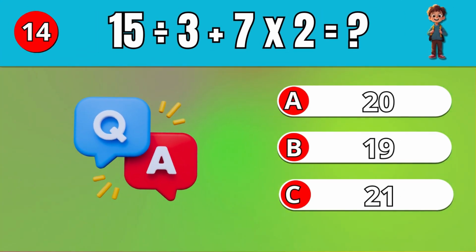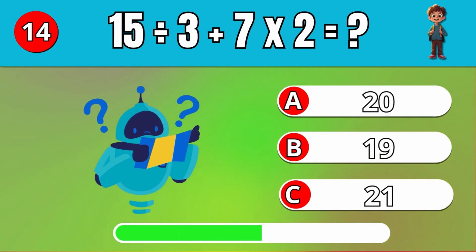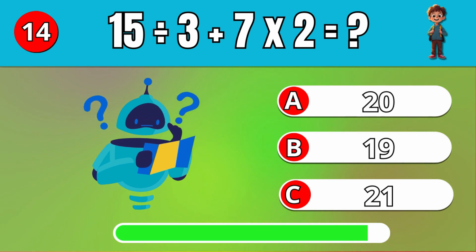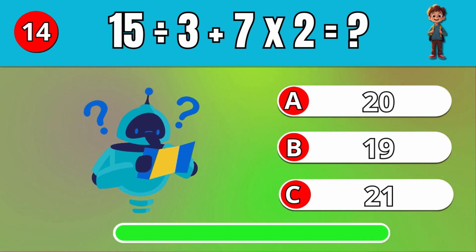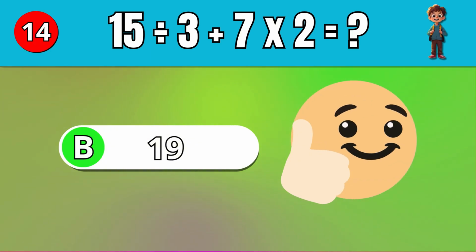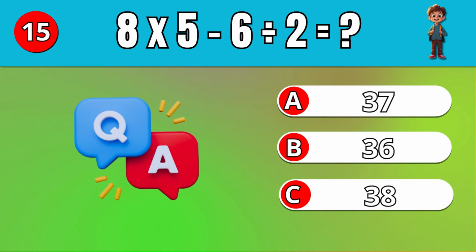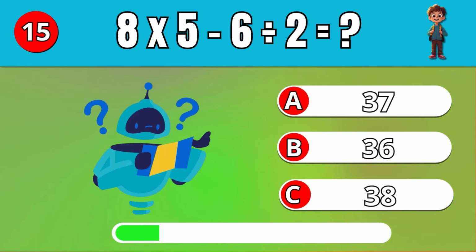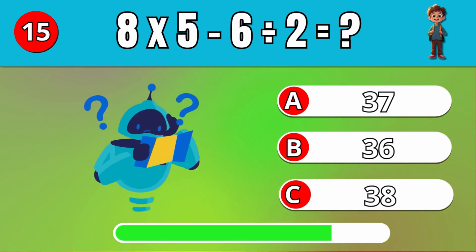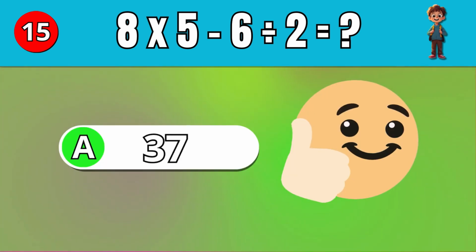What is 15 divided by 3 plus 7 times 2? B 19. What is 8 times 5 minus 6 divided by 2? A 37.